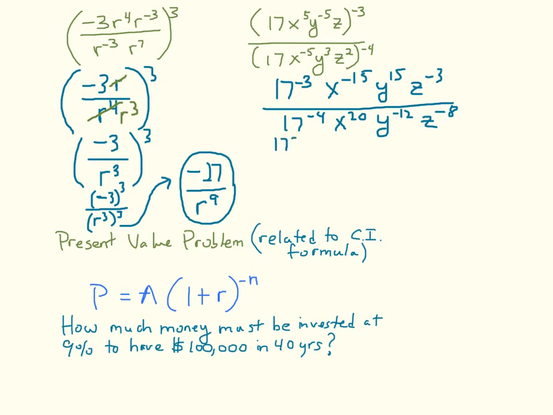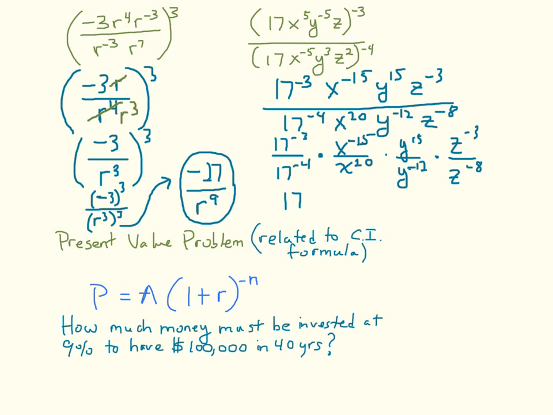You can kind of treat these separately. So 17 to the -3rd over 17 to the -4th times x to the -15th over x to the 20th. This will just enable me to see things a little clearer. And y to the 15th over y to the -12th, and z to the -3rd over z to the -8th. So in this part right here, if I subtract the exponents, because the base is the same, -3 minus -4, that's going to mean add 4 to -3, so that'll just be 17.